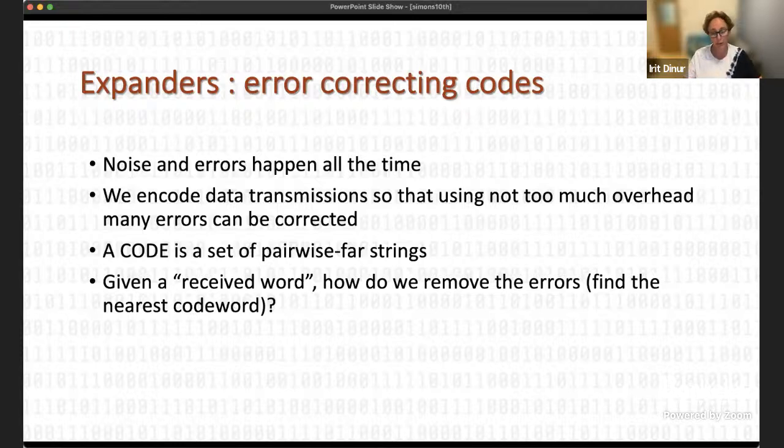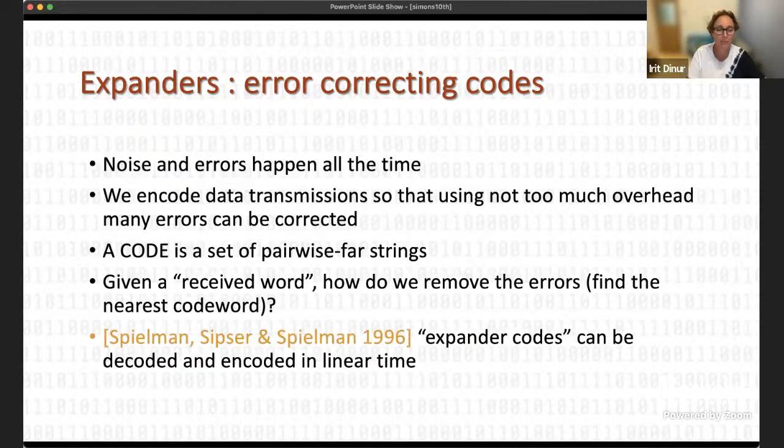You're given a received word, you know some errors may have happened. How are you going to clean it and remove all the errors and find the nearest code word? So a beautiful construction in '96 by Sipser and Spielman showed how to use expanders to construct error correcting codes that can be decoded in linear time. And in a paper, I think in the same year, Spielman also showed how to construct another code that can also be encoded in linear time. And for this, they used expander graphs.